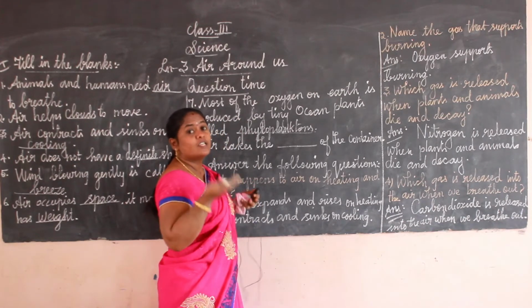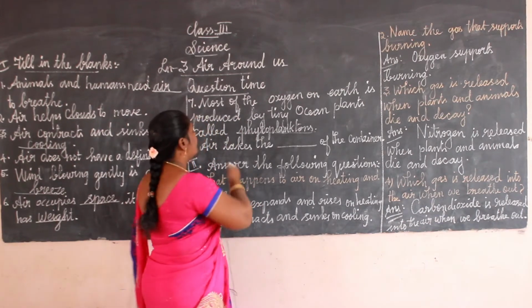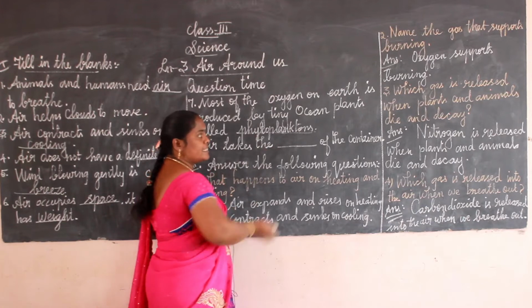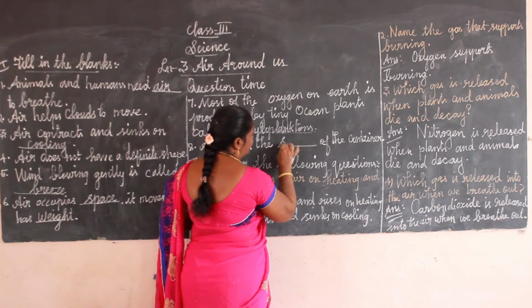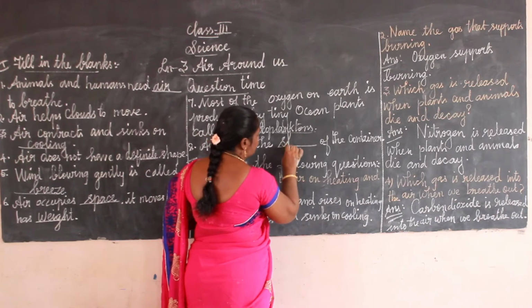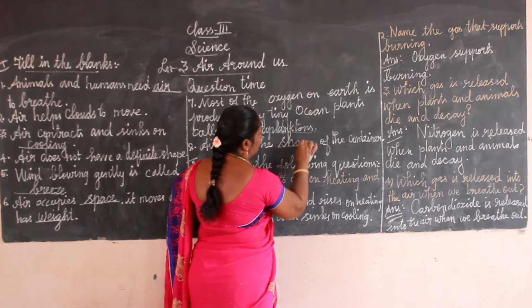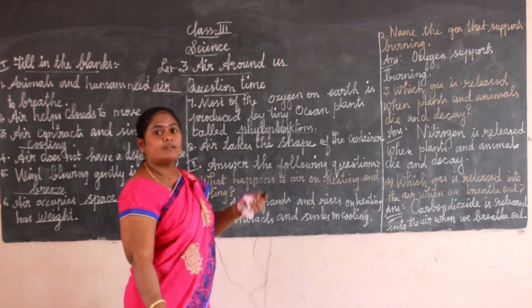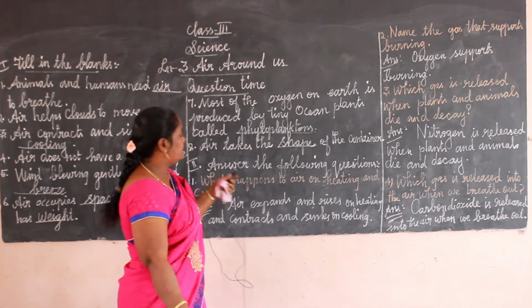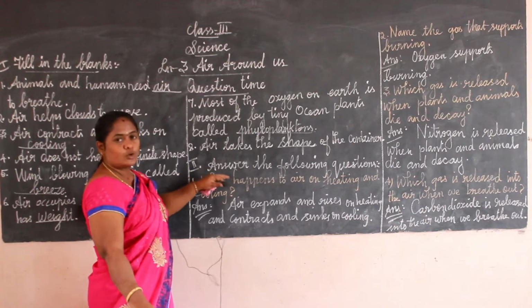And then next one, air takes the dash of the container. Air takes the shape of the container. Spell the word shape. S-H-A-P-E. Air takes the shape of the container.